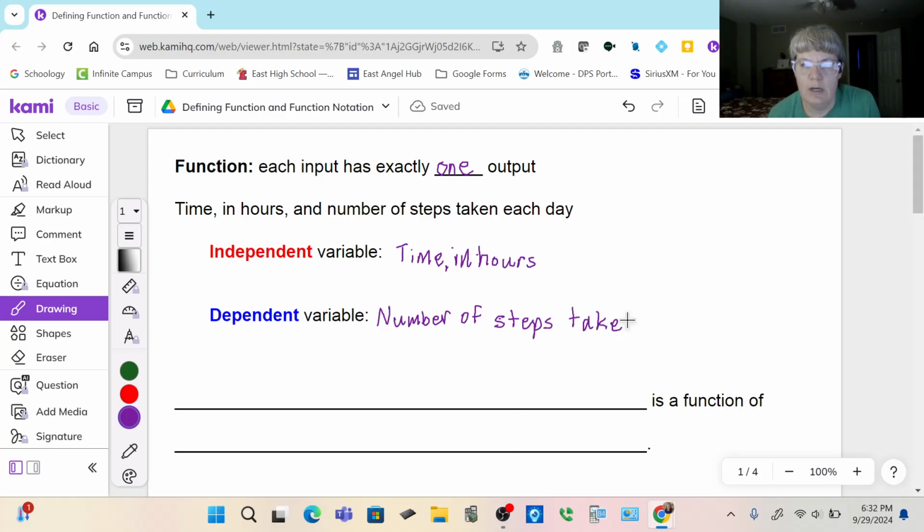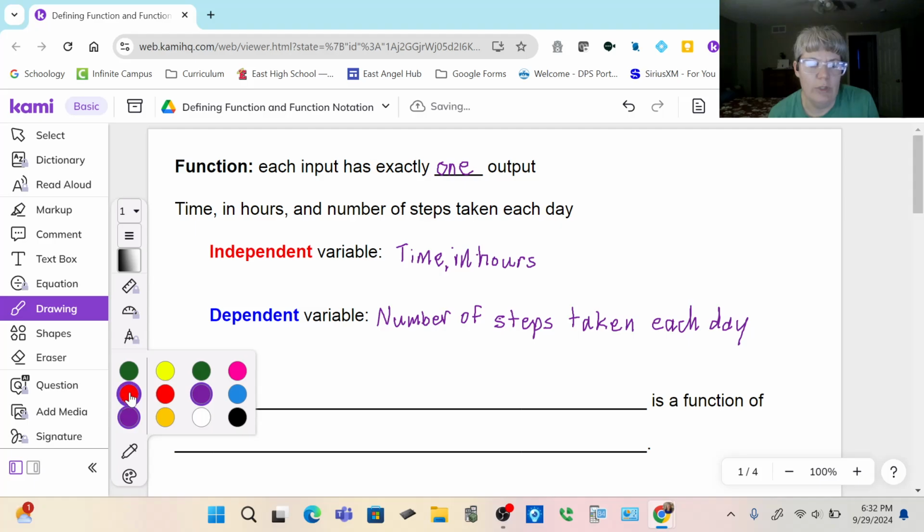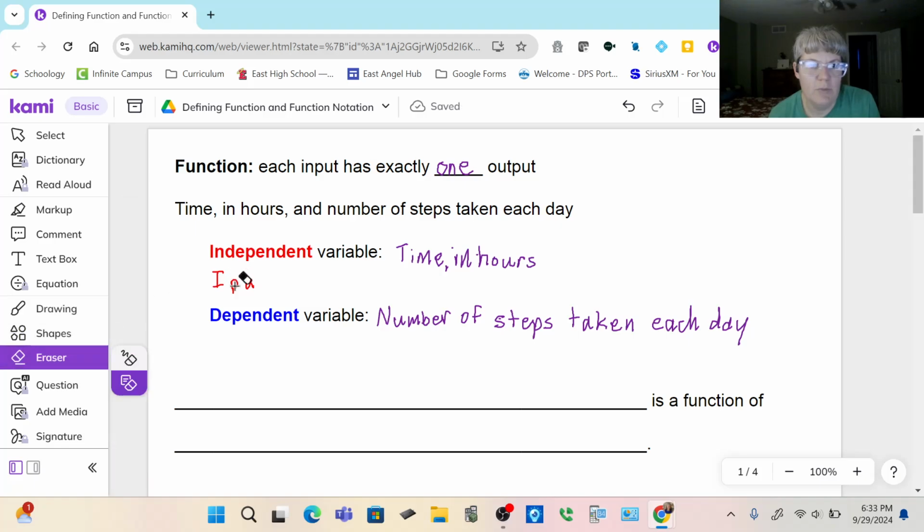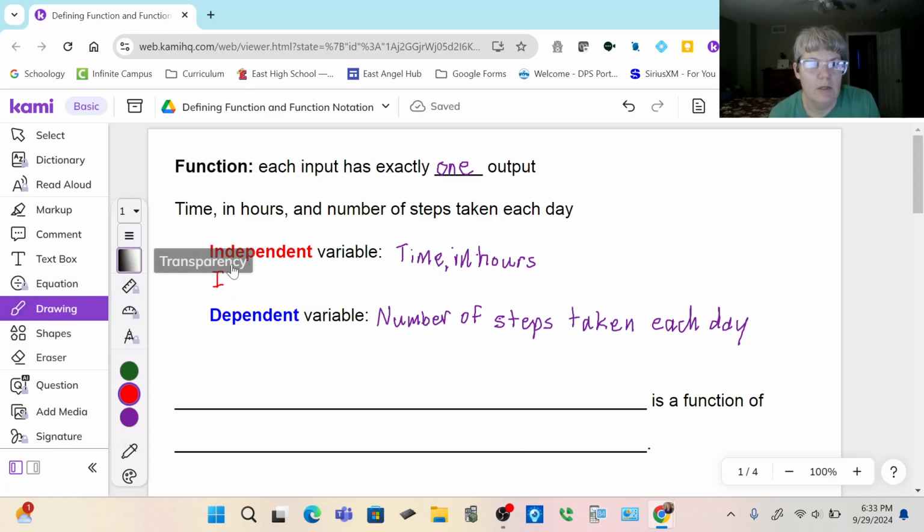That means when we go to graph this, or when we're even solving equations, the independent variable will be our input. And the number of steps taken each day will be the output. So independent, we can think input. Here we go. Input. For independent, notice both words begin with the word in. And then dependent is going to be the output.